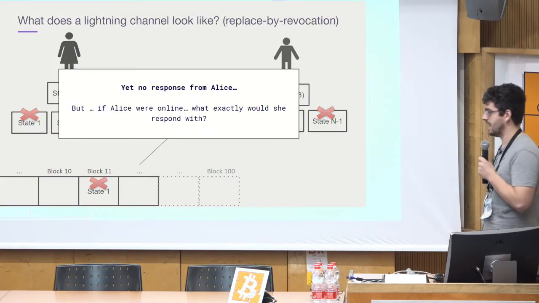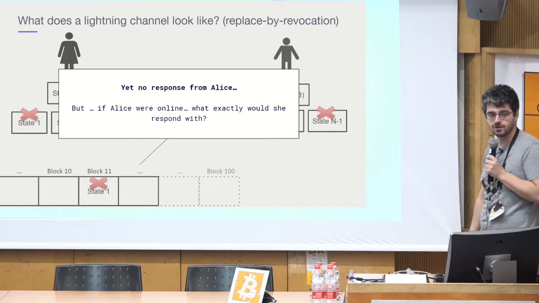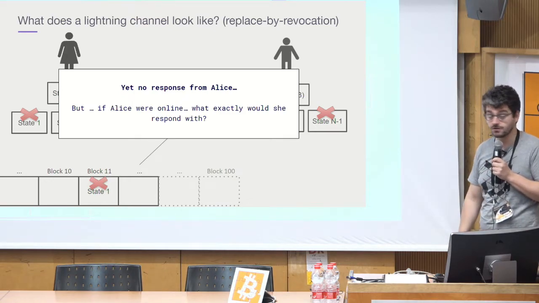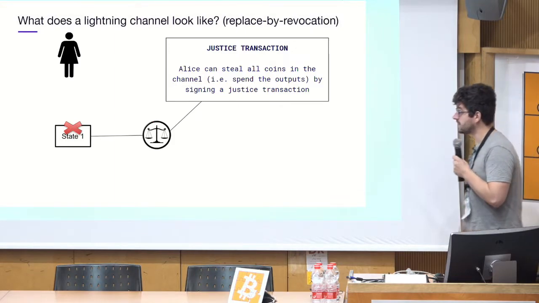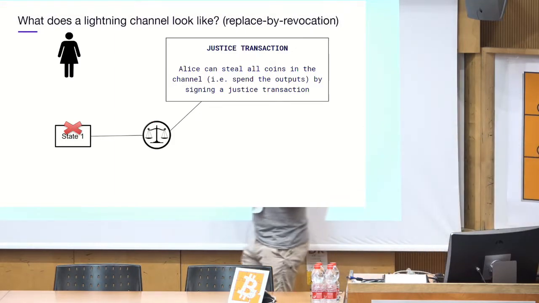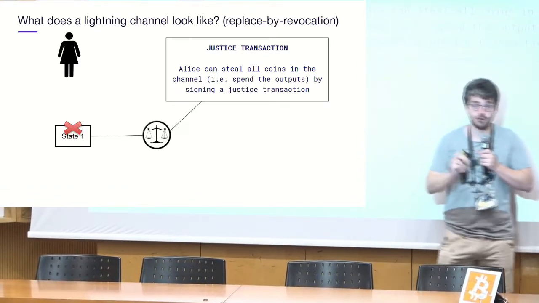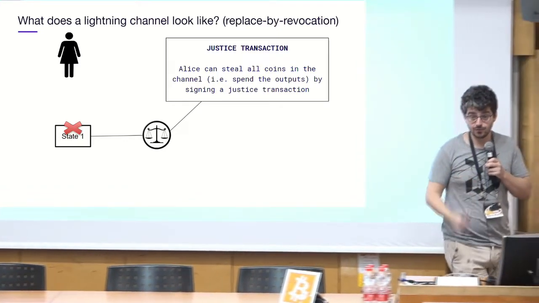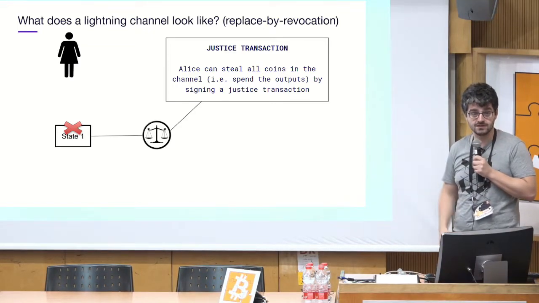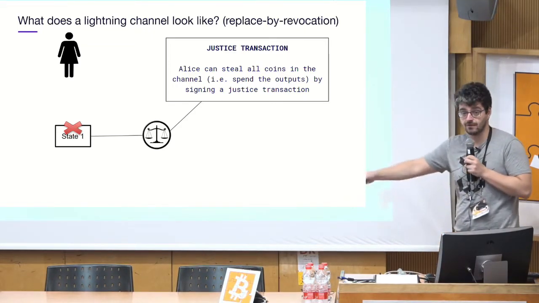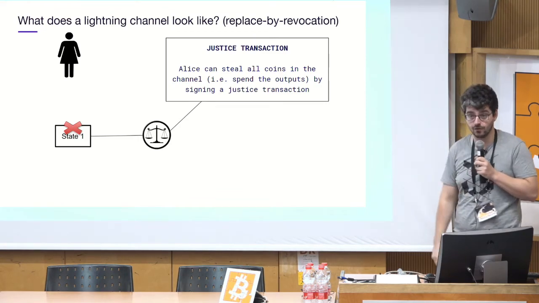If Alice was online, how can she resolve the dispute and make sure she keeps her $1 million? This is called a justice transaction, where she provides sufficient evidence that this was indeed a revoked state. If she can prove that, it will penalize Bob, and Alice will get all the coins in the channel. This is why it's called replaced by revocation. You prove it was revoked.